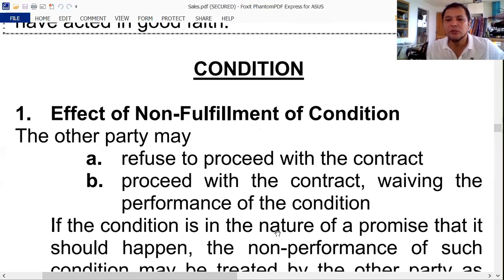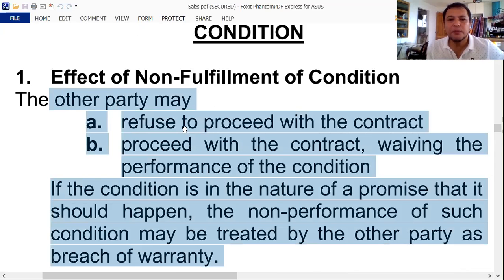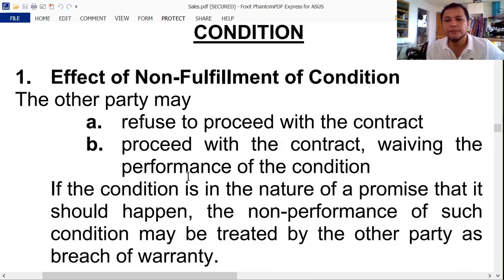Now we discuss condition. In some cases, a sales contract or a contract of sale is subject to a condition. So what is the effect if the condition is not fulfilled? It could be the buyer or the seller. So the other party may refuse to proceed with the contract, or proceed with the contract, then waiving the performance of the condition.